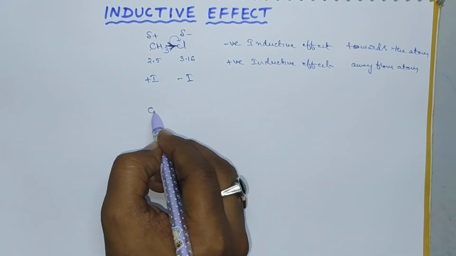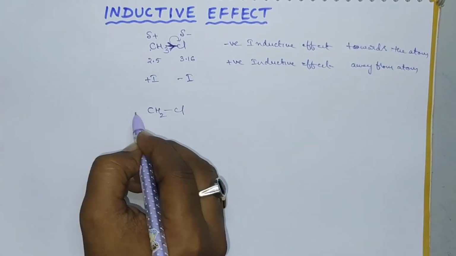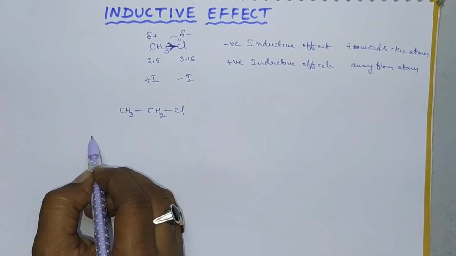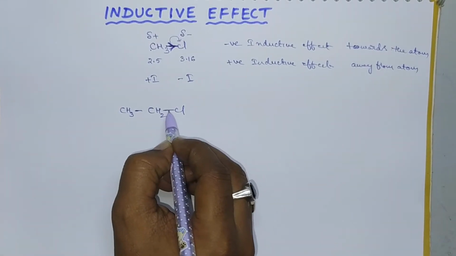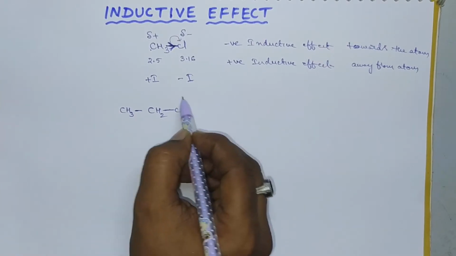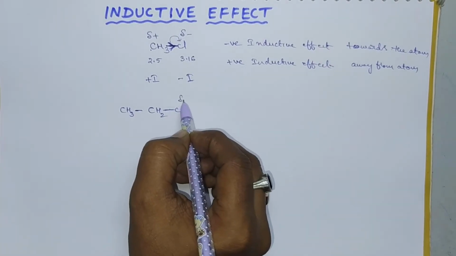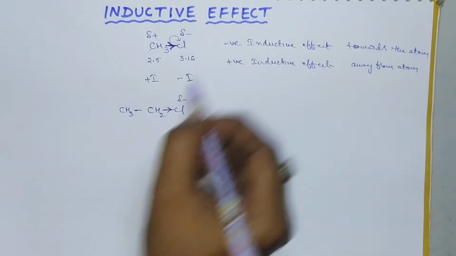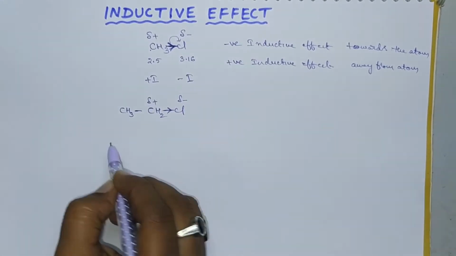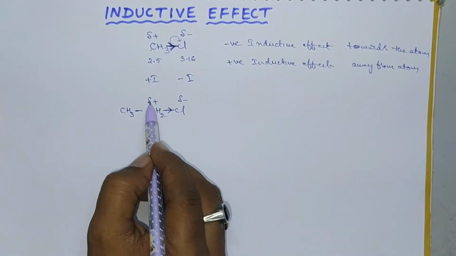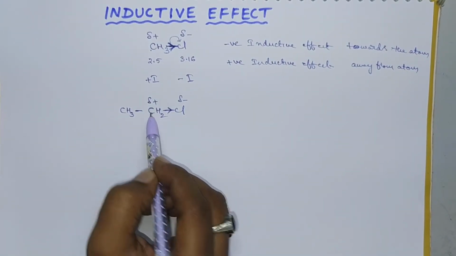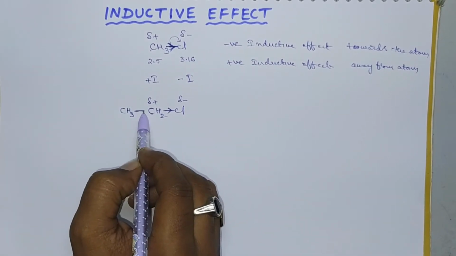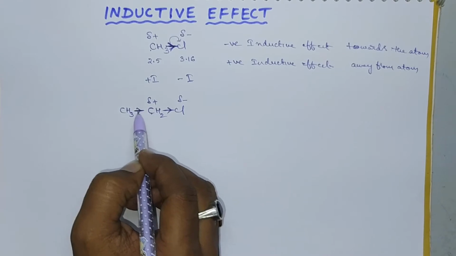Suppose you consider CH2Cl and another CH3 group. The displacement of sigma electrons towards the highly electronegative atom takes place. That's why here it becomes partial negative charge due to displacement of sigma electrons, that is inductive effect. Here it will become partial positive charge. Whenever this carbon gets partial positive charge, it has a tendency of accepting the bonded electrons also. That's why the effect continues through the carbon chain.